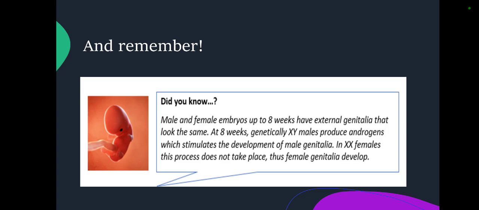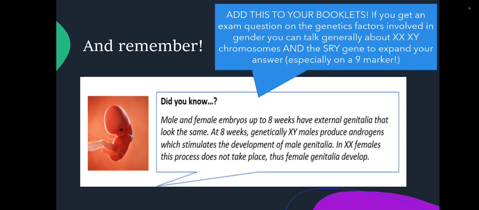As we've just said on the previous slide, male and female embryos up to 8 weeks have identical external gonads, or genitalia as they're sometimes known. At 8 weeks, genetically XY males start to produce androgens that then stimulate or activate the testes. In XX females, that doesn't happen, thus you get the female genitalia developing.